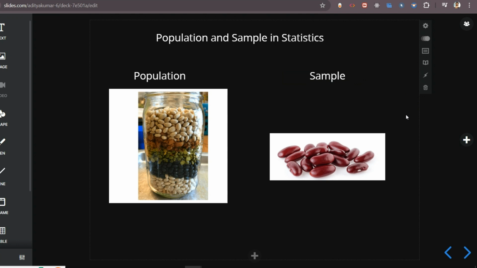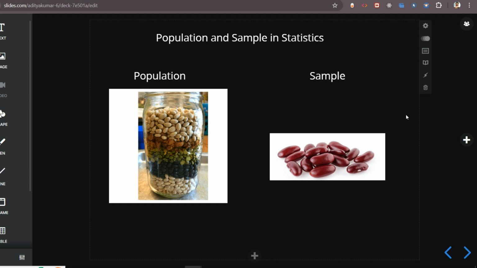So if it is of good quality, you buy those beans. And if it is of poor quality, you try to go to a different shop or a different market to buy the beans, right? So this entire jar that contained all the beans, the large quantity of beans that the jar had, was the population. And the handful of beans that you took out from that jar was the sample.